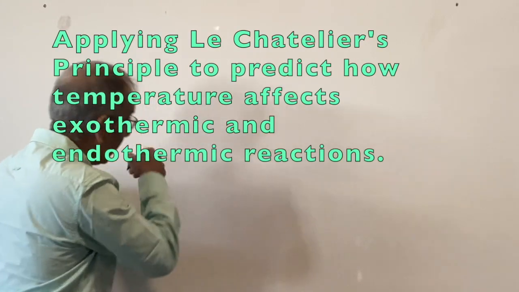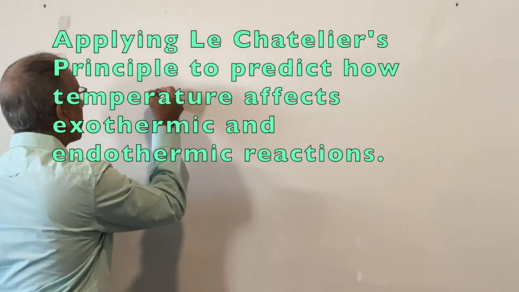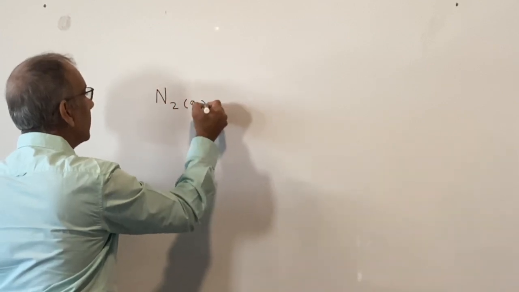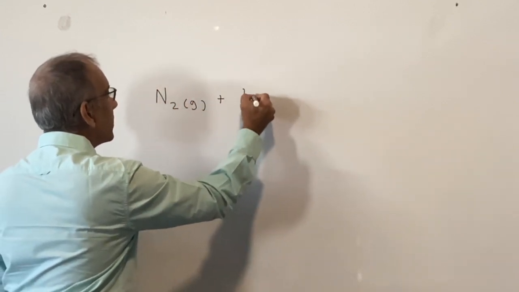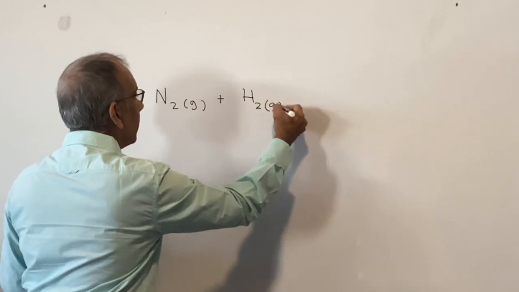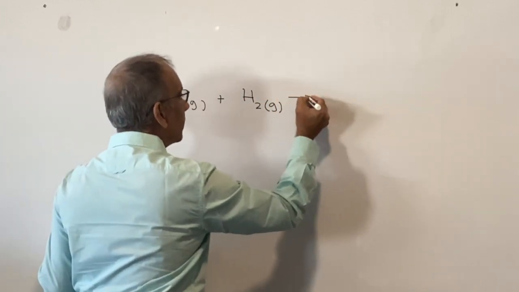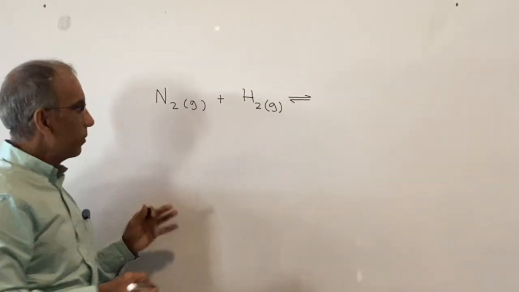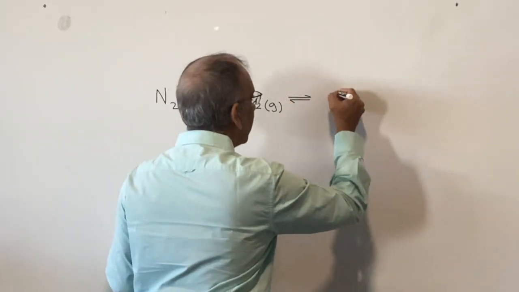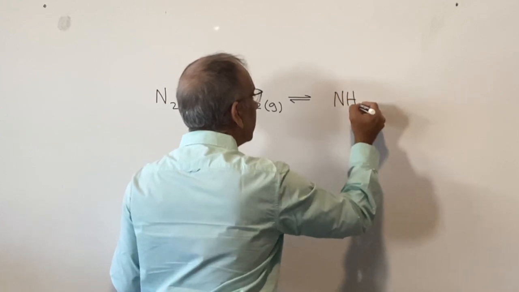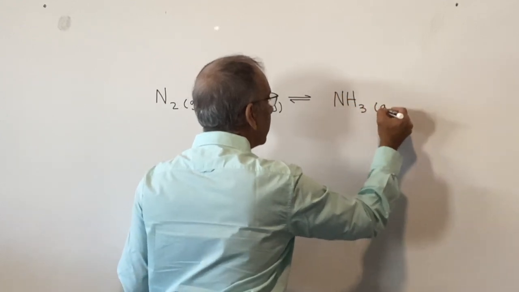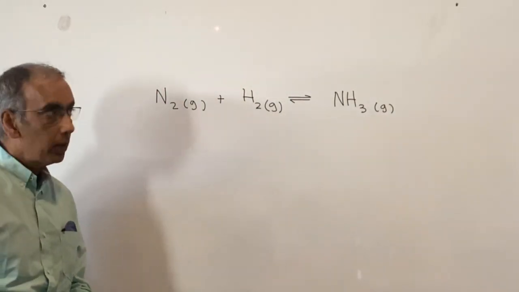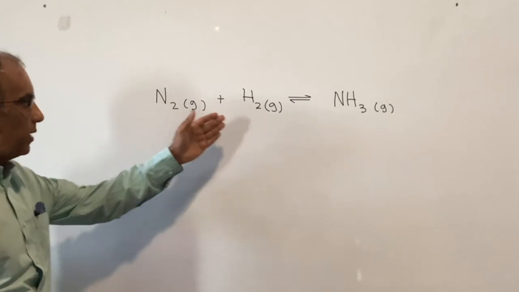With a very familiar exothermic reaction which involves nitrogen gas, hydrogen gas, and then you have this sign here. What does this sign mean? Reversible reaction. Reversible reaction, and then you have the product NH3. What we are going to see in a lot of these reactions that we are studying about is that everything is in the same state.